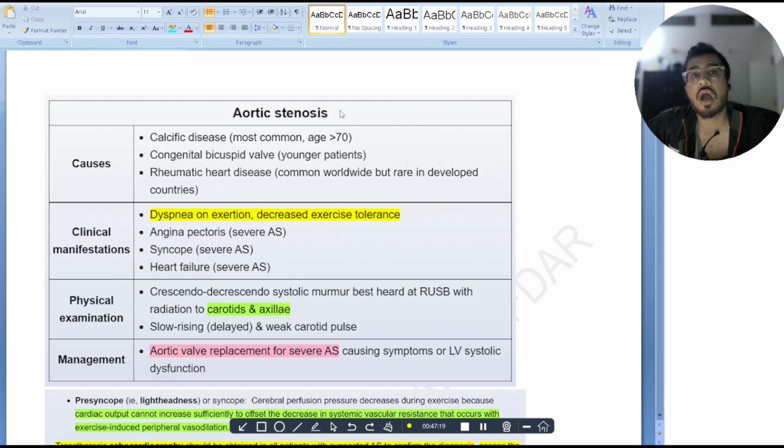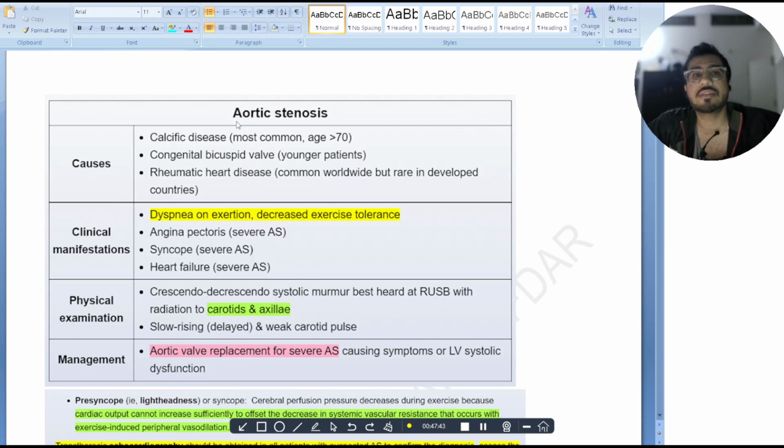Aortic stenosis, as I explained to you, the sound would be crescendo-decrescendo. Crescendo means going up in sound, no sound at the start, and the sound increases. And decrescendo means it's maximum at the start and then decreases. And crescendo-decrescendo means it's not that much at the start, then it increases and becomes maximum at the mid, and then it starts decreasing again.